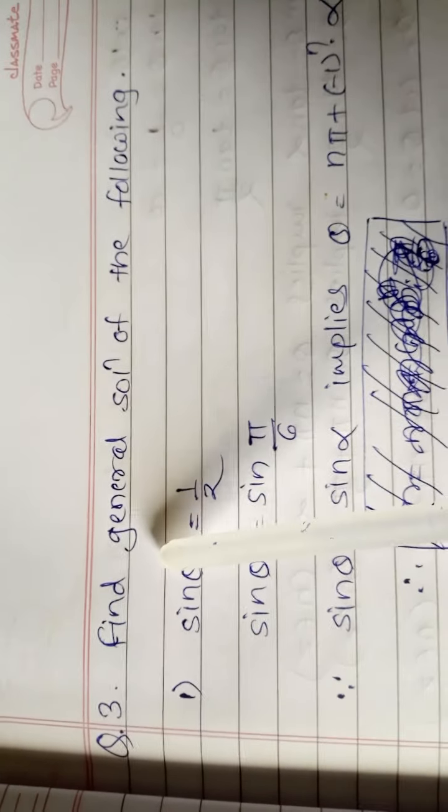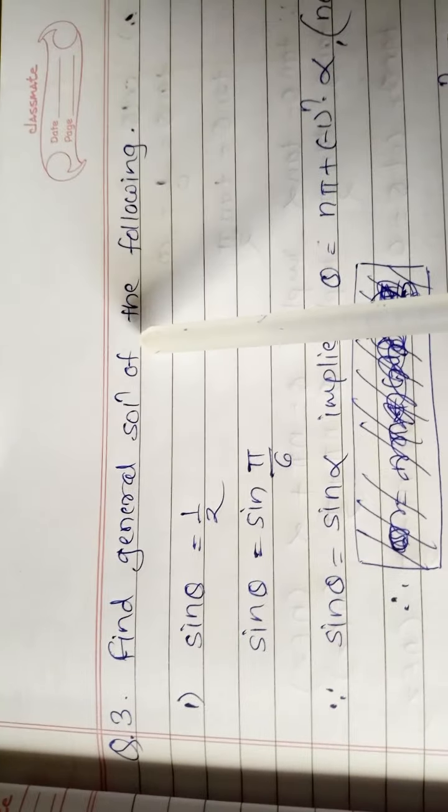Now next, question number 3. So here the question is different, that is we have to find the general solutions. Means here we have to use the tables as well as the Cartesian axis. So find the general solution of the following. The first example we are given is sin theta is equal to half.